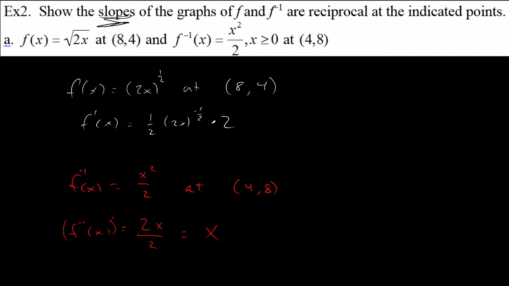So now what do we want to find? Show that they are reciprocals at the indicated point. So at the point, we plug in our 4 here, and we get 4. And up here, we plug in our 8: 1/2 of 16 to the -1/2 times 2. The 2 and 1/2 can just go away, so now I have 1 over the square root of 16, which equals 1 over 4. And how about that? These are in fact reciprocals of each other. Bada bing, bada boom, we're done, we're happy. Nice.